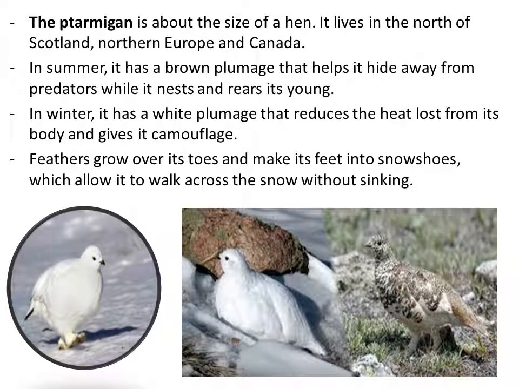The ptarmigan is about the size of a hen. It lives in the north of Scotland, Northern Europe, and Canada. In summer, it has a brown plumage. When I say plumage, I mean feather. That helps it hide away from predators while it nests and rears its young.